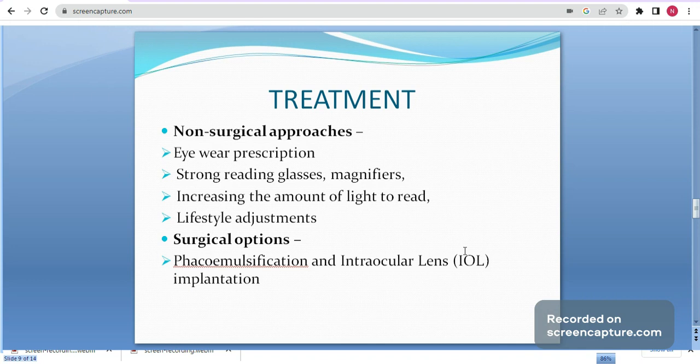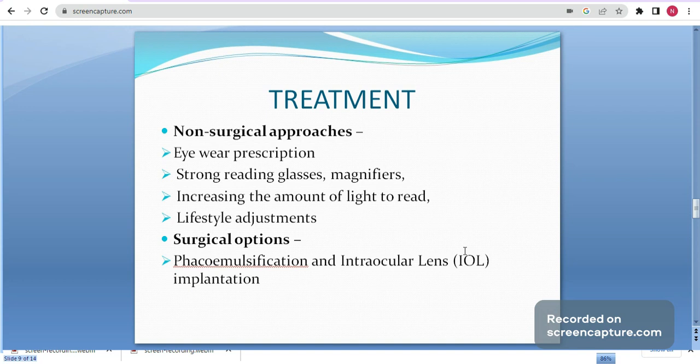The non-surgical approaches are updated prescriptions, strong reading glasses or magnifiers, increasing the amount of light to read, and certain lifestyle adjustments. For example, if you are unable to see properly in low light or at night, then you avoid activities in the night time. So these are small lifestyle adjustments that could be made in the initial stages of cataract.